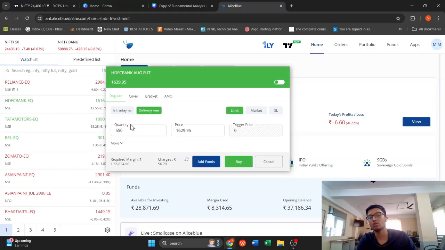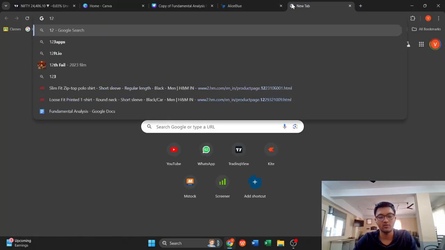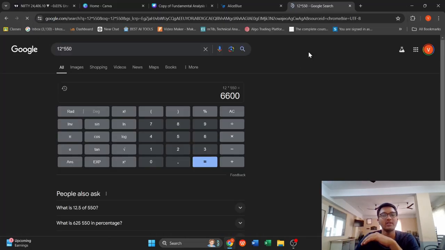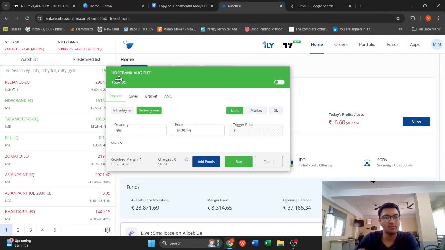If I have a perspective in my mind that the 1629 rupees share is going to go up tomorrow, it actually moved 12 rupees up today. Let's assume that tomorrow also it's going to go up 12 rupees. So how much money am I going to make in a trade? I'll tell you. 12 into 550, the number of quantities, is 6,600. That will be the amount of money that I'll be making on this trade tomorrow.